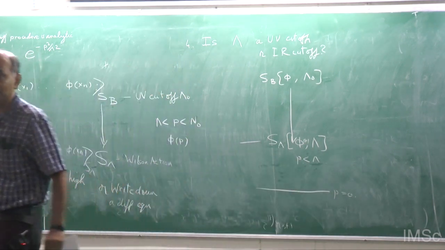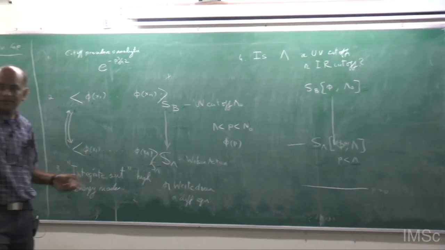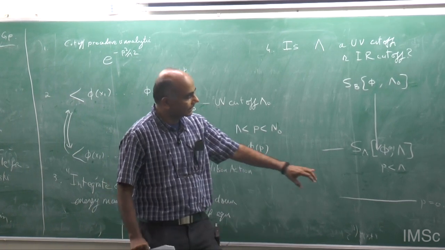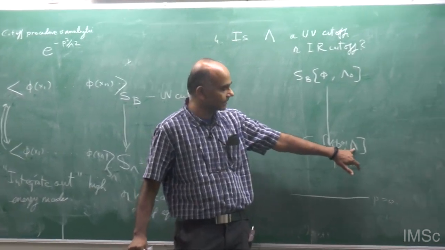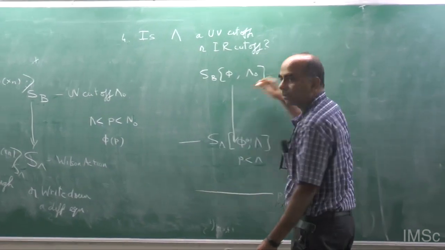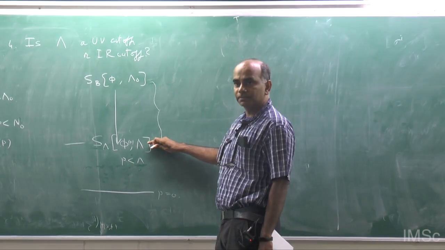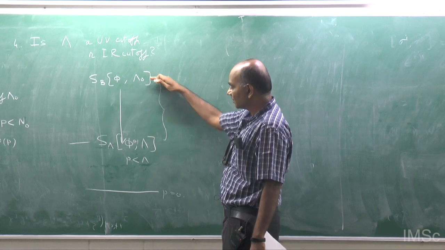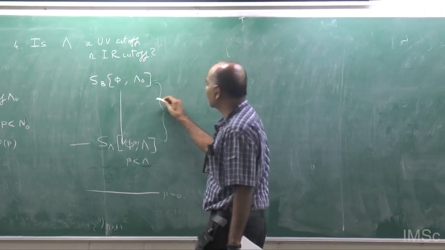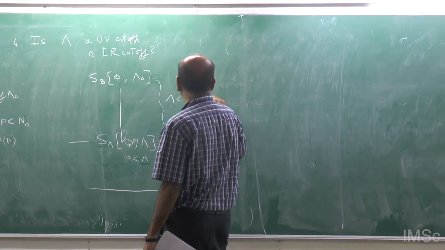In reality, the B theory is also kind of an effective action where all the modes above lambda 0 are integrated out. In the end, we'd like to take lambda 0 to infinity, but that's a different story. But I just want to make a point here: from the point of view of this theory, this is a UV cutoff. But when you're thinking of this theory, what is the process of integration you've done? You integrated out all these modes, from lambda less than p less than lambda naught.